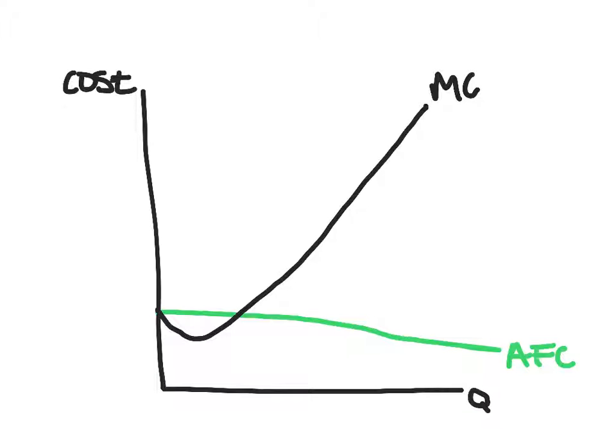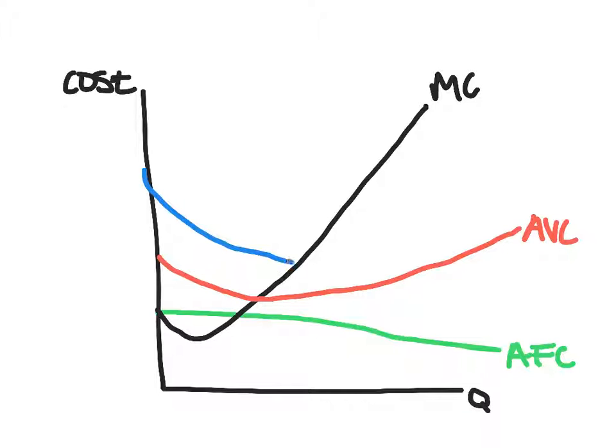Your average variable cost looks sort of like this. And your average total cost makes a slight U shape and comes close to the average variable cost.